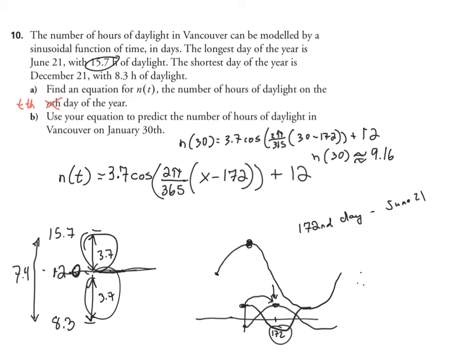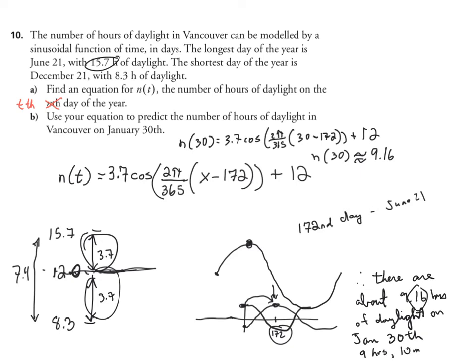Therefore, there are about 9.16 hours of daylight on January 30th. All right, that's not fair. This 0.16 hours, nobody does that. So let's see what 0.16 hours is. 0.16 times 60. So it's another 9, almost 10 minutes. So we can say 9 hours and 10 minutes of daylight.